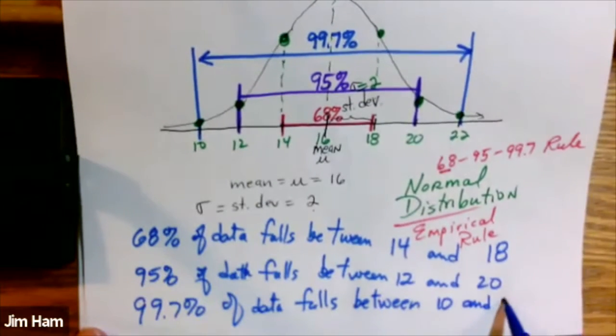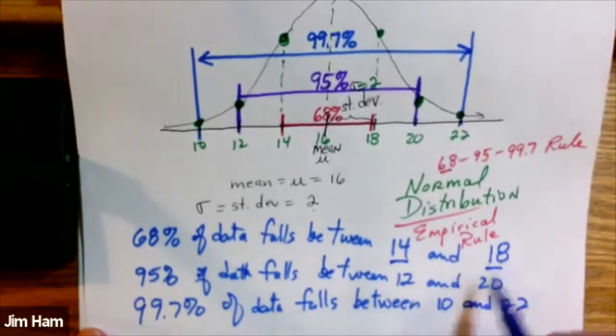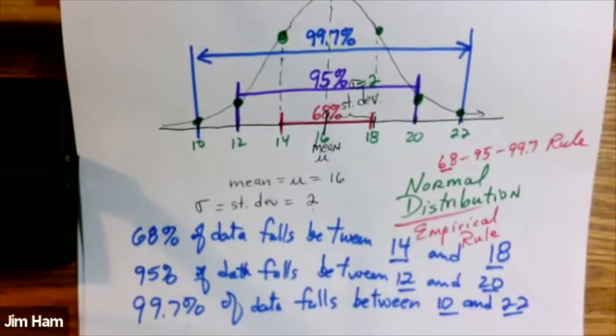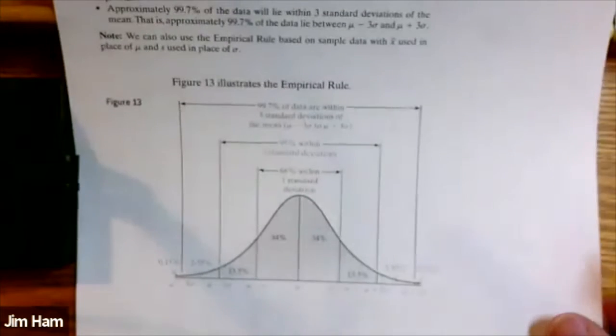Now these numbers here are going to change with every new problem, because the mean and the standard deviation are going to change from one problem to the next. These numbers here will not change. It's always going to be 68, 95, 99.7. And here's the graph on the handout.